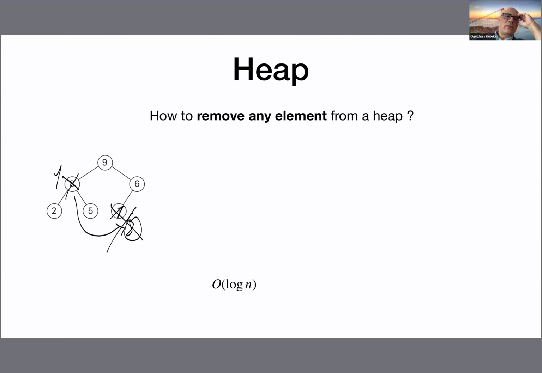Now you have 1 here and you have to check both the parent and the children. That is a max heap, right? So when you check the parent, you see that 9 is greater than 1, so you don't need to do any upward movement.